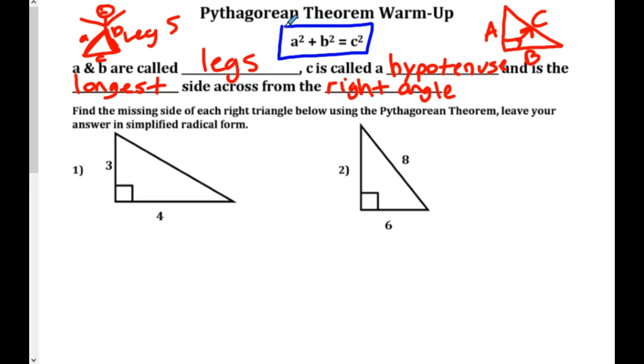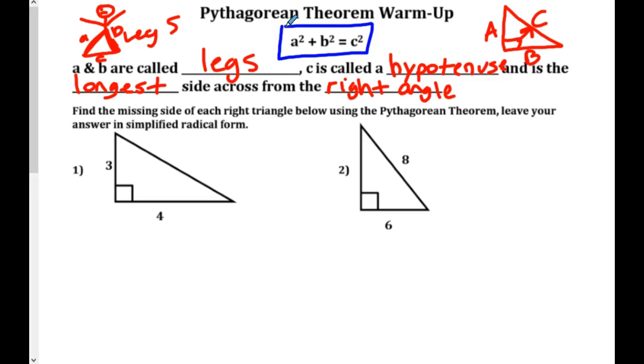So look at number 1. I've got a right triangle. It might help you to label A, B, and C. I'm going to say this now, and I'll say it again probably, but it doesn't matter which one's A and B, as long as it's one of the two legs. A can be B, B can be A, those can switch. But C is always across from the 90, always the longest side.